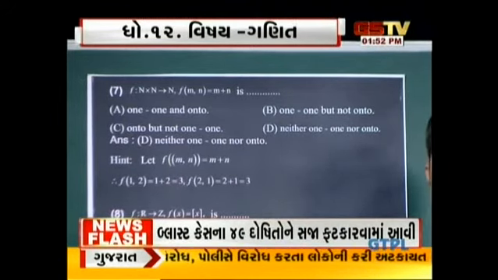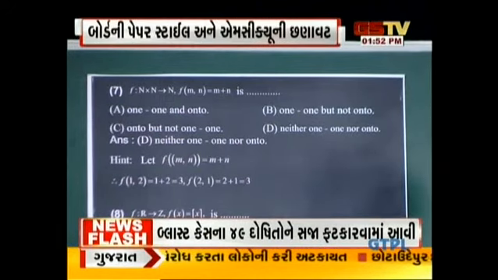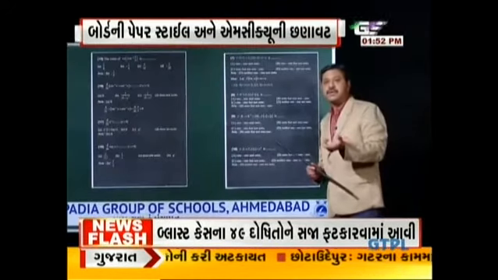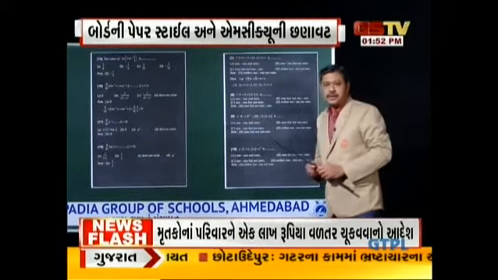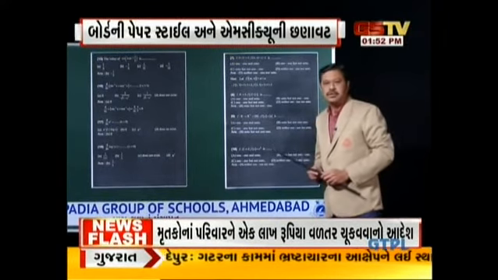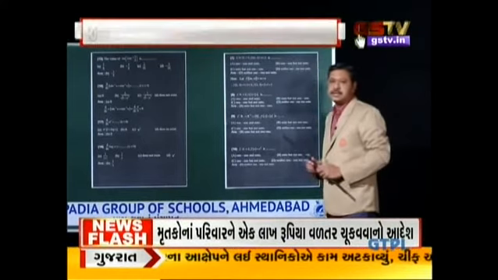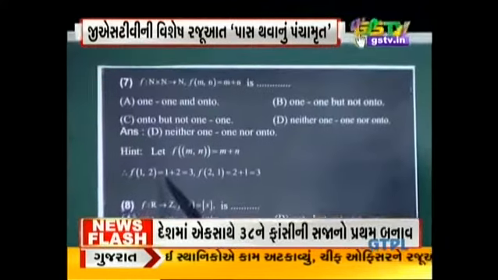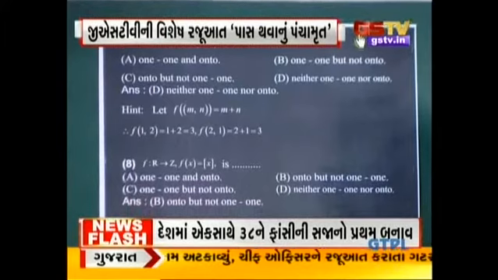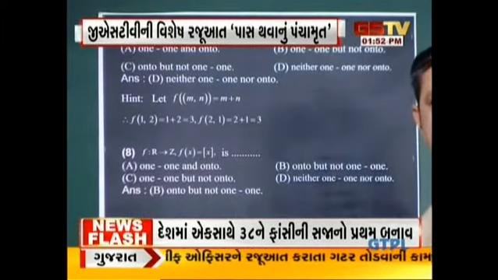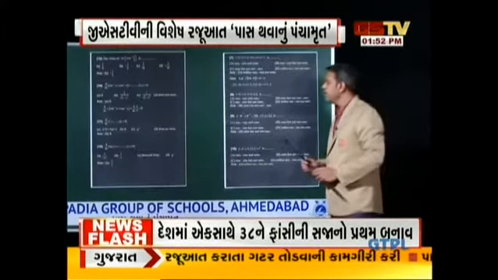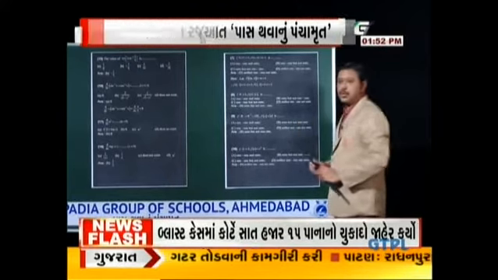So here f of x1 is equal to f of x2. When is a 1-1 function proved, students? If x1 is not equal to x2, then f(x1) is not equal to f(x2), then it is a 1-1 function. Here f(x1) is equal to f(x2), so it's not a 1-1 function. Now we discuss why it is not an onto function.